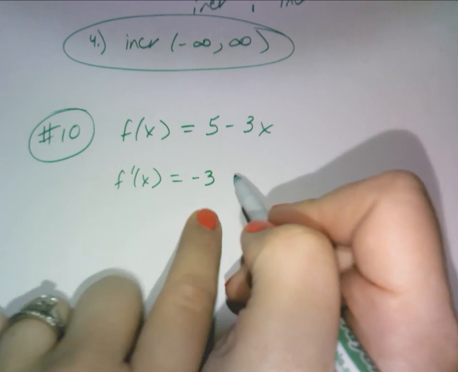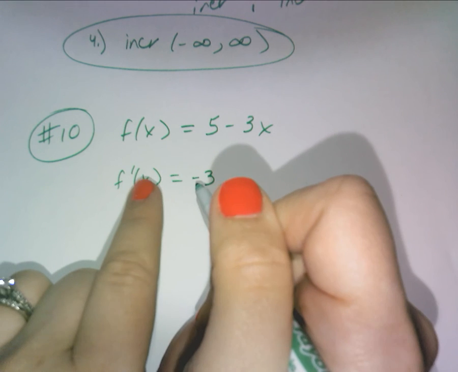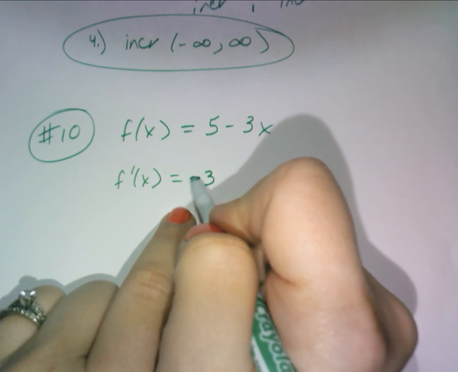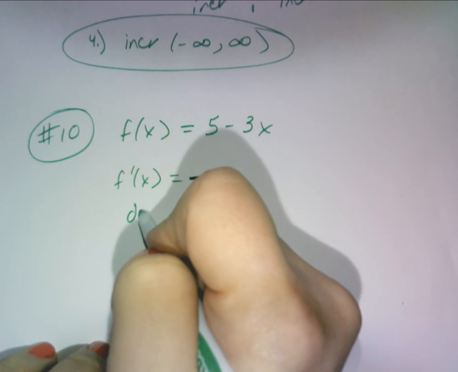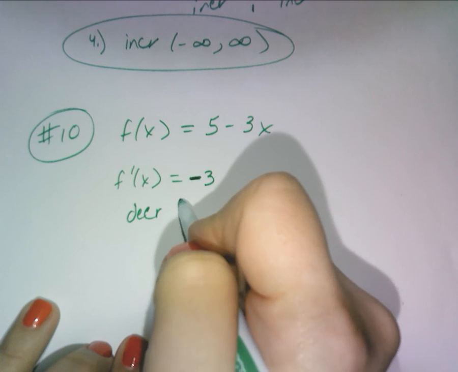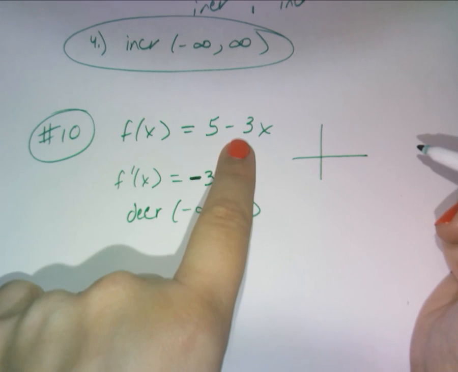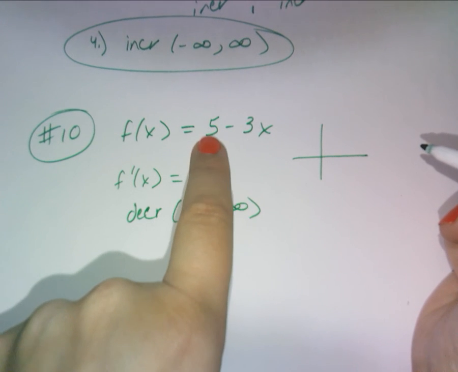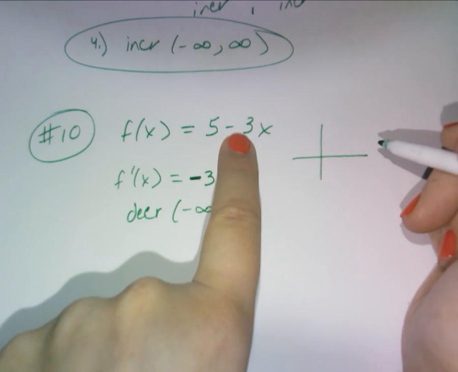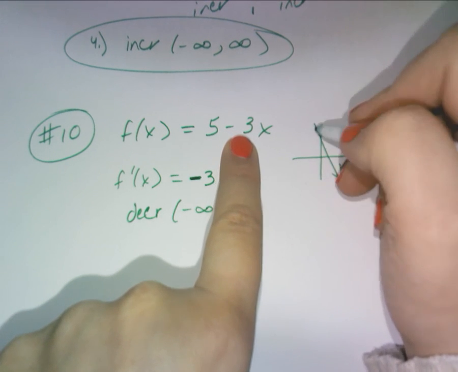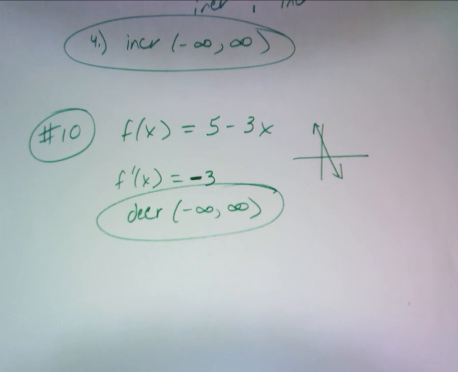Can you set -3 equal to 0? No. But your derivative the entire time is negative. What does that mean? I am decreasing the entire time. And that makes sense if you actually think of this graph right here. This is a line. Is this not a line with a negative slope? Isn't it decreasing the entire time? So there's your answer. There you go. I just did number 10.